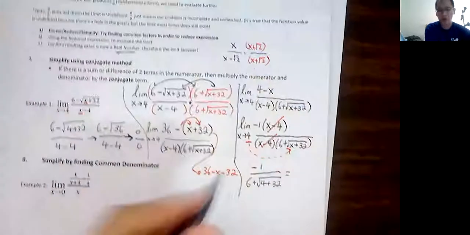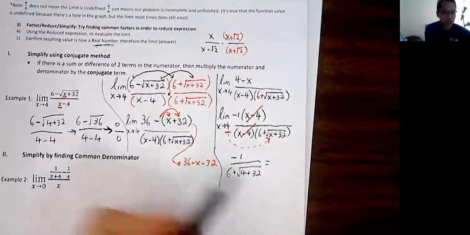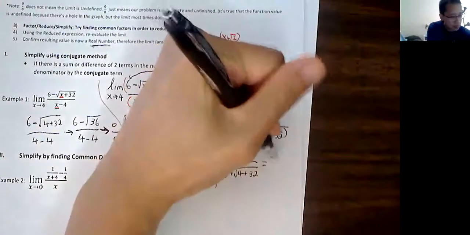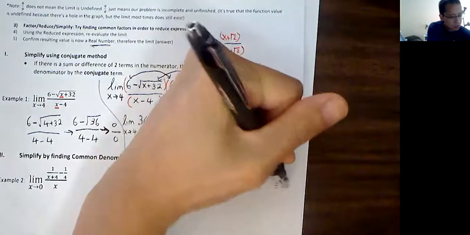All right, so 4 plus 32 is 36. We get root 36, which is 6. 6 plus 6 is 12. So we get -1 over 12.